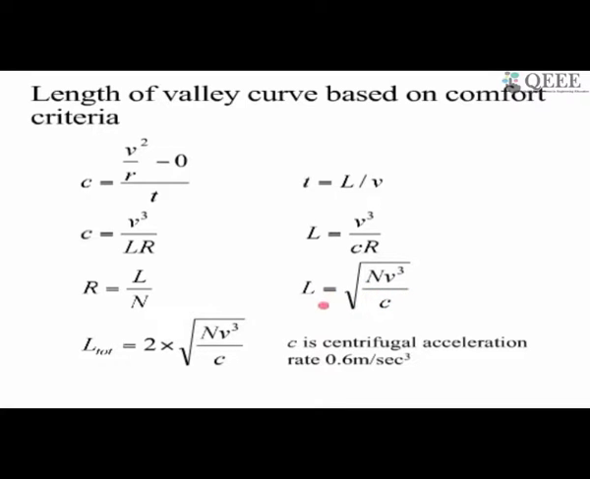So this is the half part. There is another half, so we need to multiply by 2. So the total becomes 2 times n v cube by C. So this is based on the comfort criteria. At least this length should be provided in the valley curve.